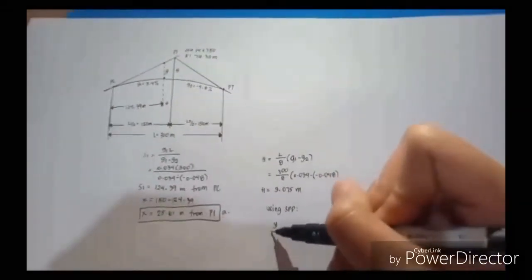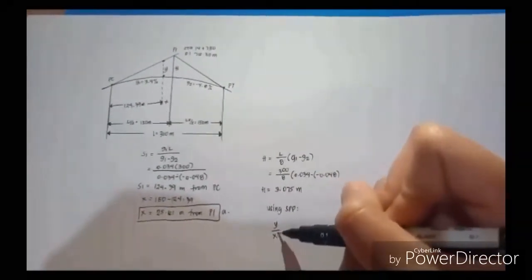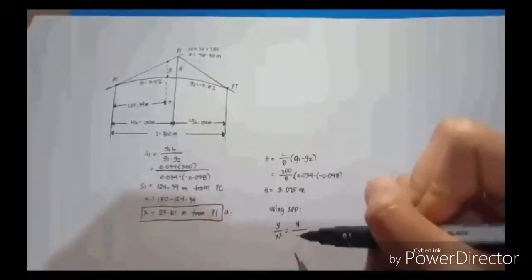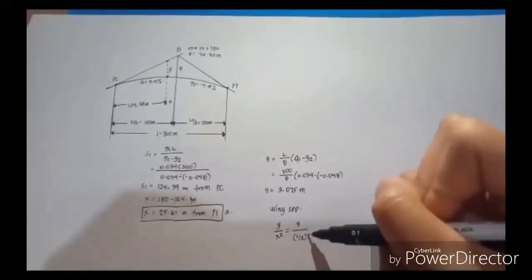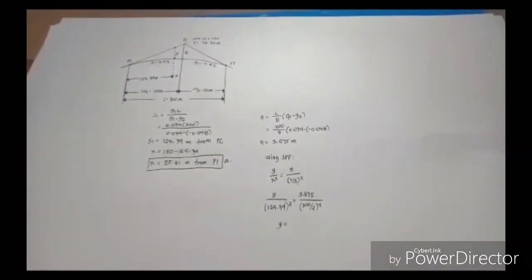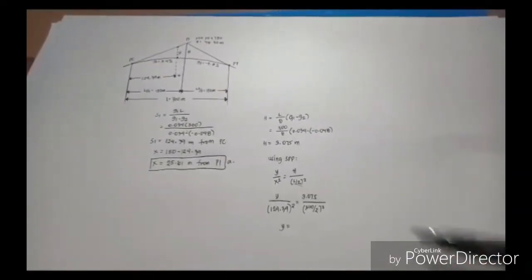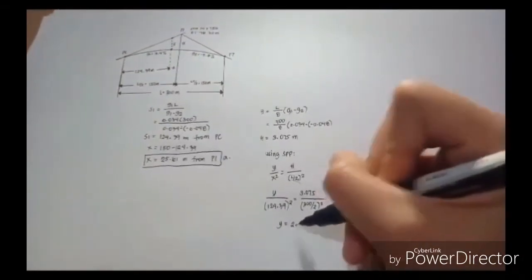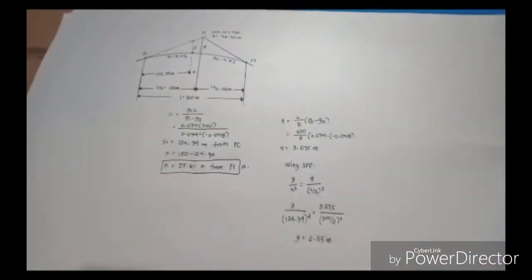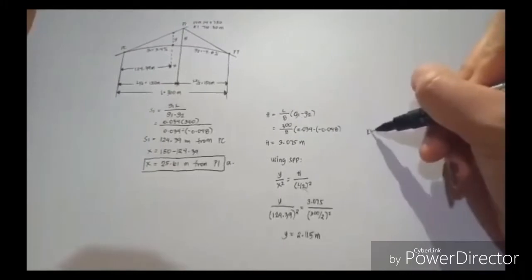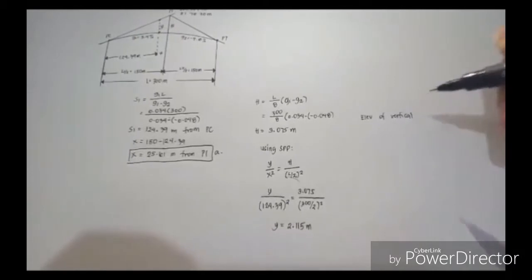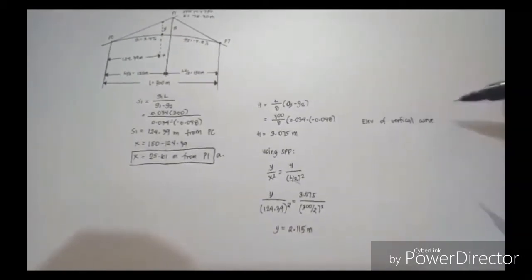So, y over x squared equals h over L divided by 2 squared. Then, we already substitute the given values. So, the value of y is 2.115 meters. So, for that, we can now solve the elevation of the vertical curve turning point.